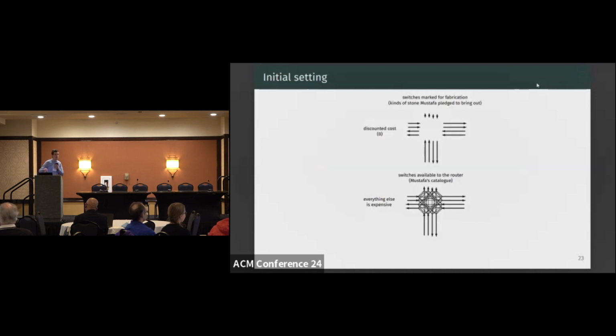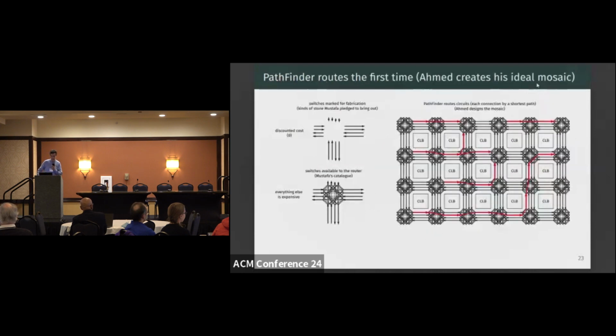And then at the bottom, we see all the kinds of switches that the router could potentially use to route the circuit, and everything that we could potentially fabricate is in that group. So what do we do? Well, similarly to Ahmed, we first let Pathfinder route the relevant circuits. And what's important to note here is that every connection is routed with the shortest path through the available resources.